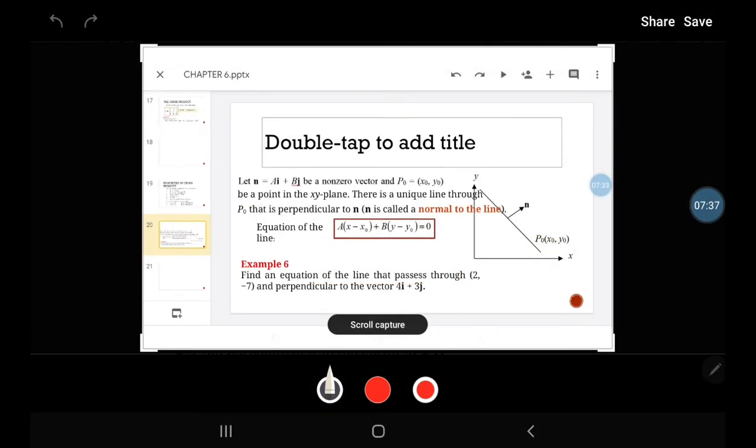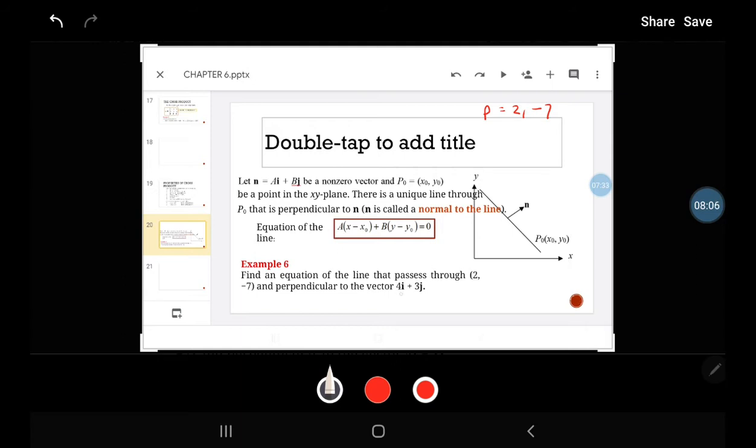Okay, so now we have here the point. What is the point for this example? Point is a static value. So the static value here is 2 and minus 7. So P is (2, -7). And what is the n here?